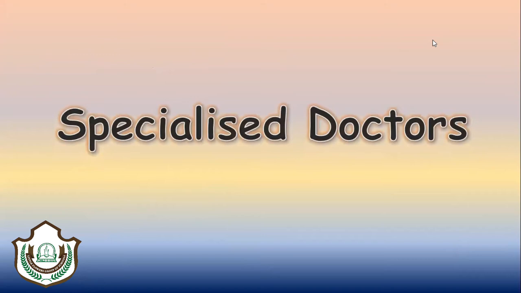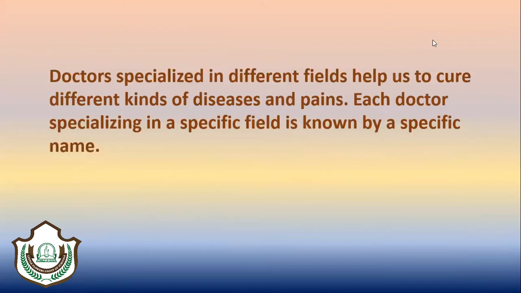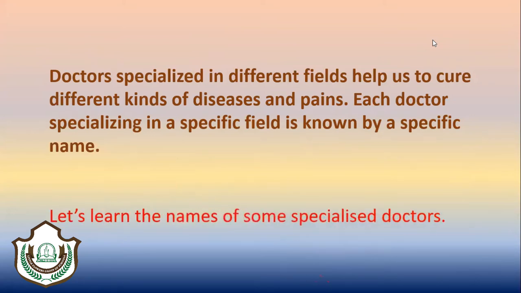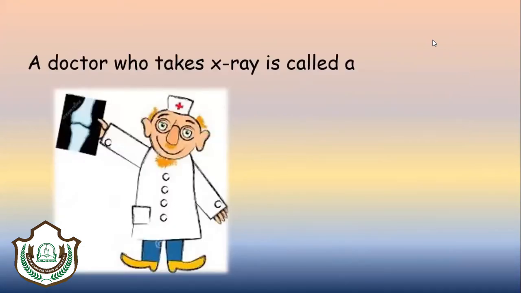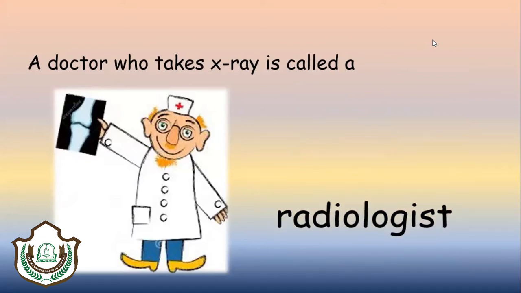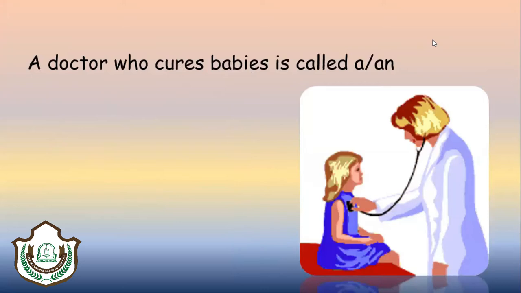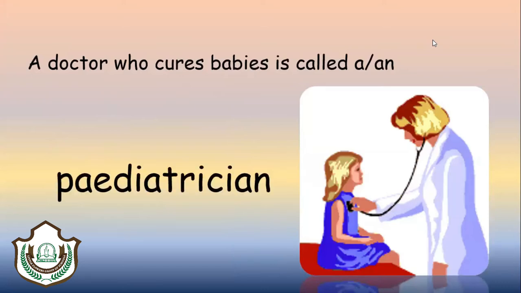Next chapter is specialized doctors. Doctors specialize in different fields, help us to cure different kinds of diseases and pain. Each doctor specializing in a specific field is known by a specific name. Let's learn the names of some specialized doctors. A doctor who takes X-ray is called a radiologist. A doctor who cures babies is called a pediatrician.